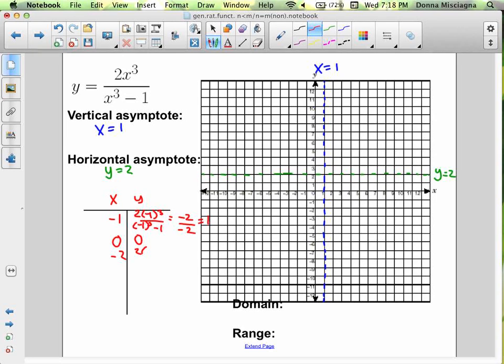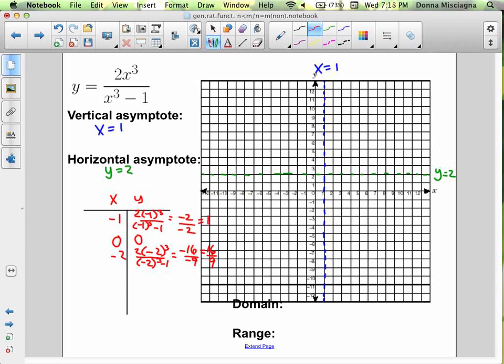All right, so this would be 2 times negative 2 cubed divided by negative 2 cubed minus 1. Negative 2 cubed is negative 8. 2 times negative 8 is negative 16. Negative 2 cubed is negative 8. Negative 8 minus 1 is negative 9. All right, so this is 16/9. That is a little less than 2. Sorry, I'm forgetting, our horizontal asymptote's at 2. Yes, so we're closer to 2 now.